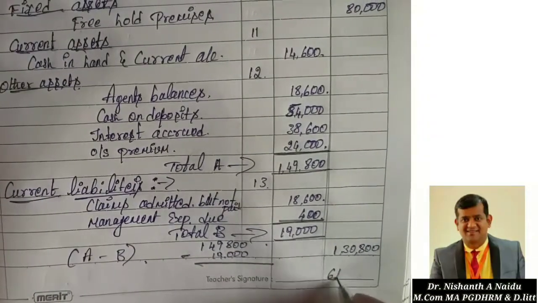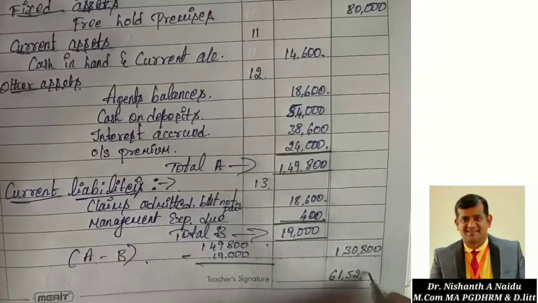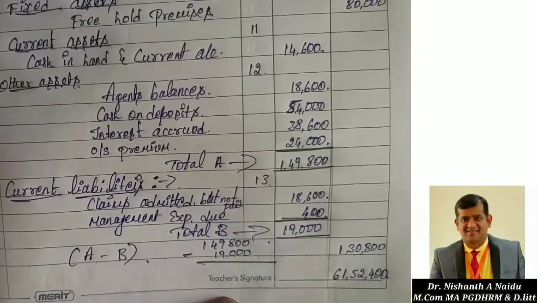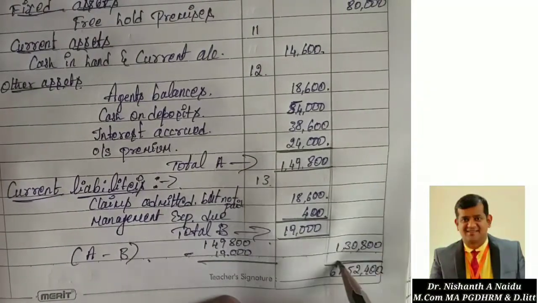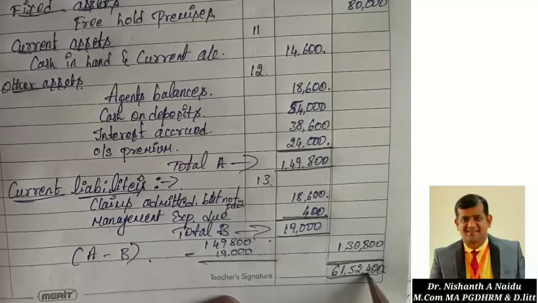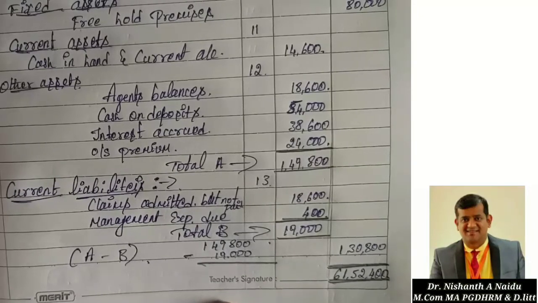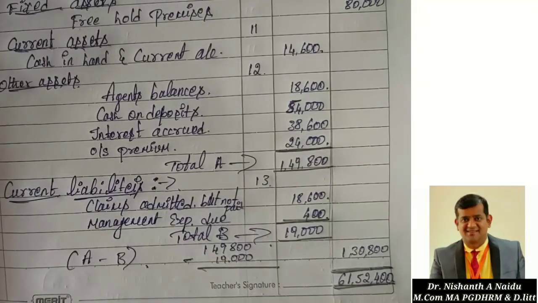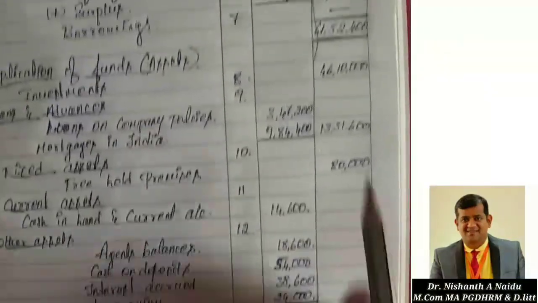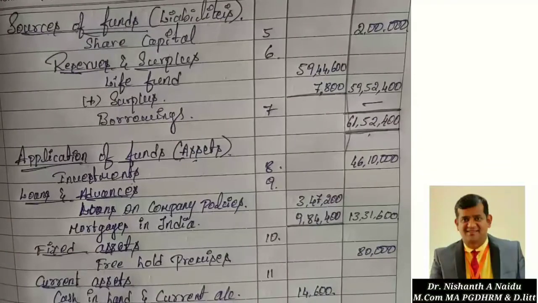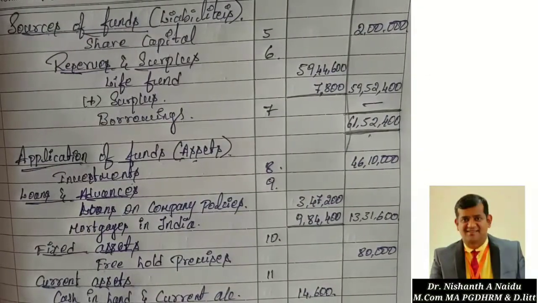61,52,400 rupees is the total. 61,52,400 total. So both the totals are the same, and the problem got tallied. So this problem is done with.